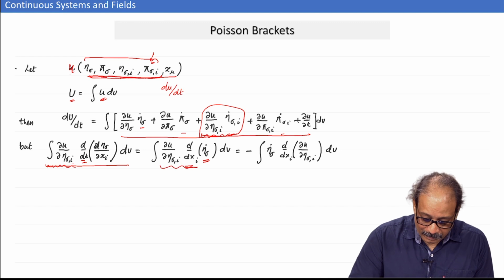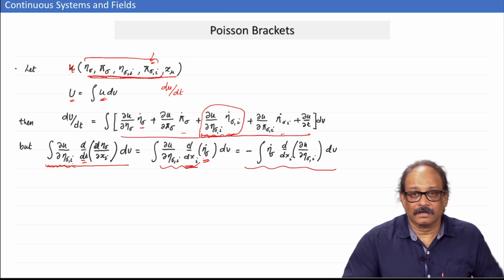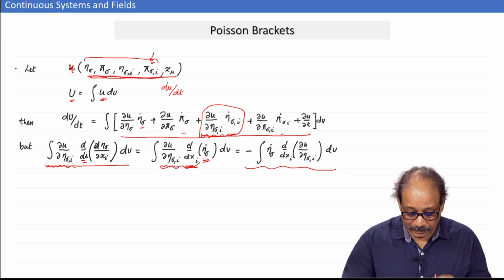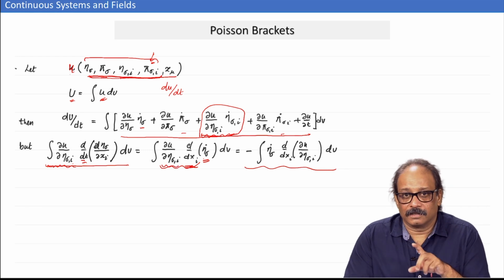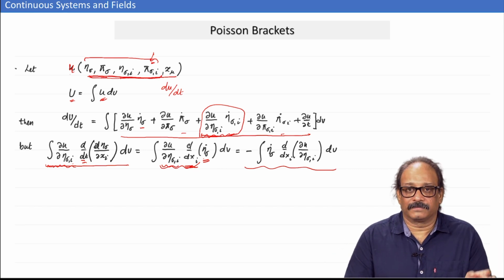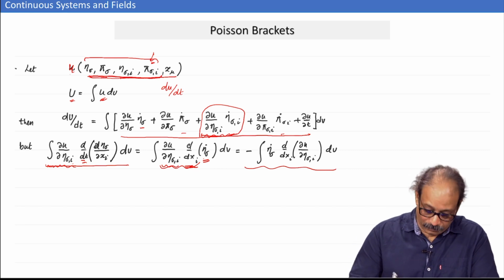Now, do the integration by parts, and then you get a term like this, which is eta sigma dot, and this derivative operator of course will shift to the other function in the integral. This also of course requires the surface term to be 0. So we will assume that for a given volume the surface terms are 0.